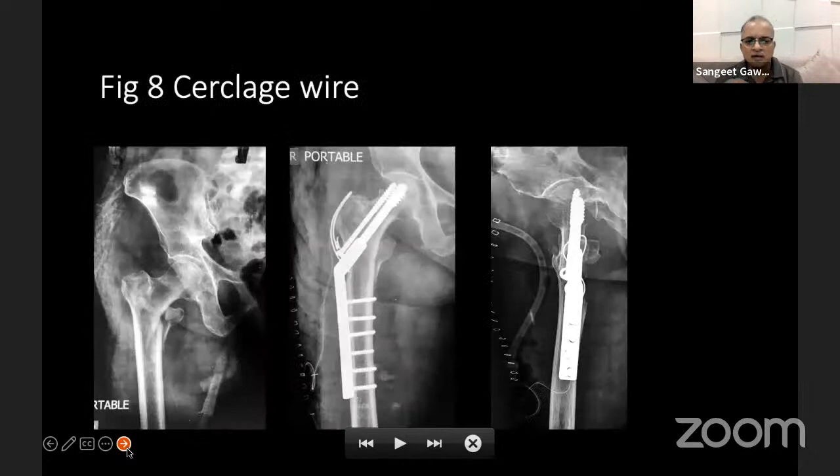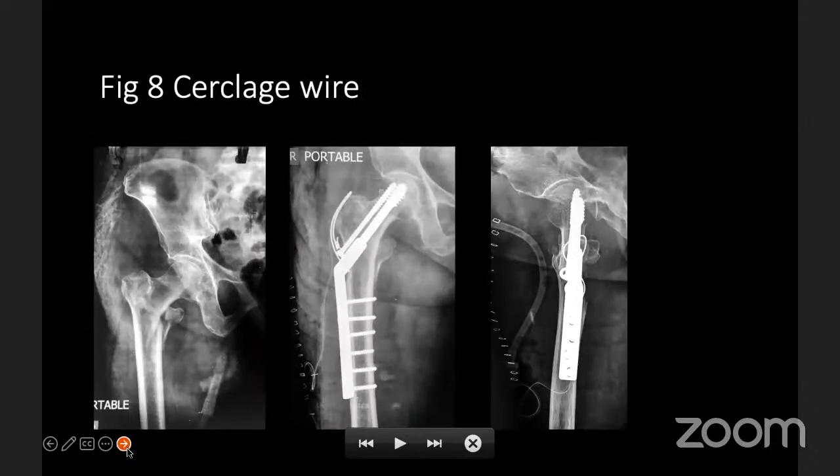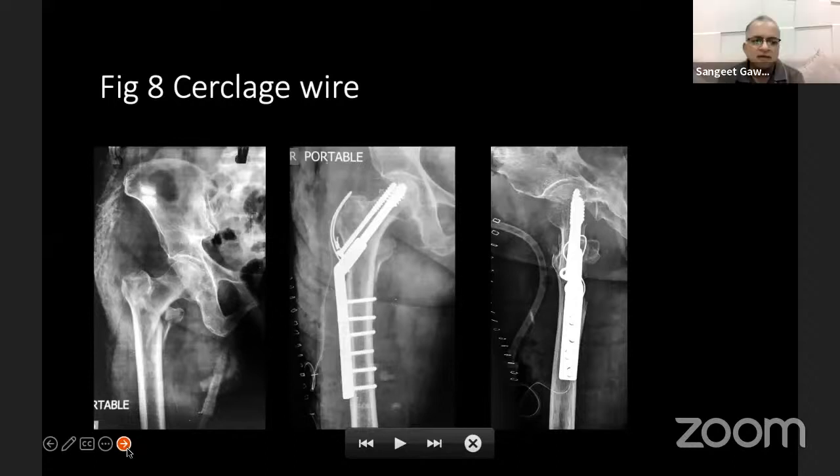However, there are other ways you can stabilize this. Here, we have used a simple figure of 8, but again, for a comminuted trochanteric fracture.